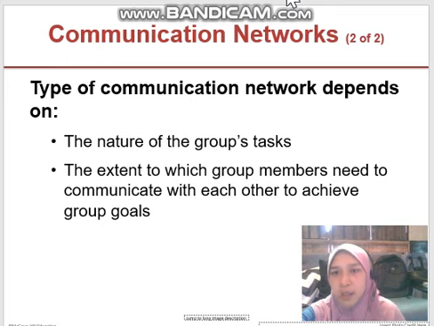So basically, the type of communication network will depend on, the first one, the nature of the group task. What are the responsibilities of the task of the group? Then the extent to which group members need to communicate with each other to achieve the group goal. So these are the two things that will determine the types of communication network in the organization.